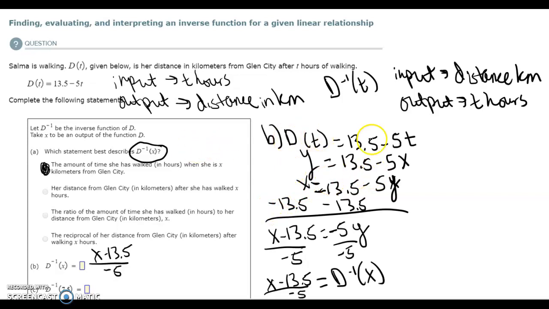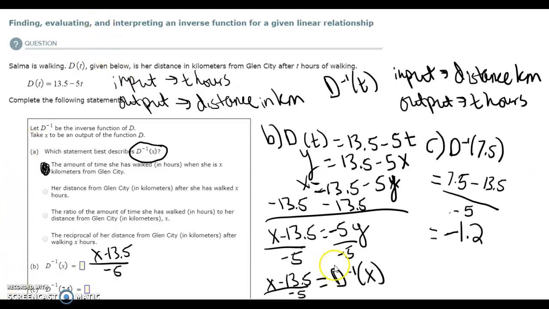And then let's do c. It wants to know what that value is when the input is 7.5. So I want you guys to try to do that one on your own. Go ahead and pause the screen. You're inputting 7.5. So once you simplified the inverse of d of 7.5, you should have gotten 1.2.